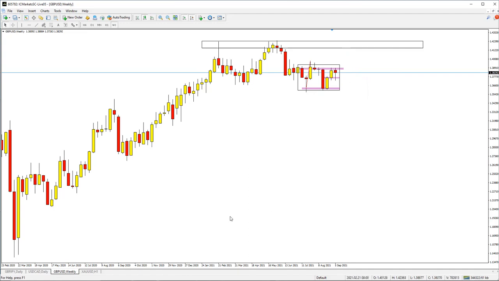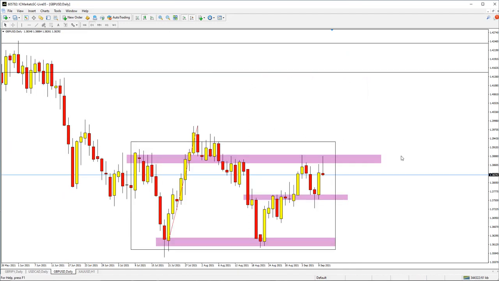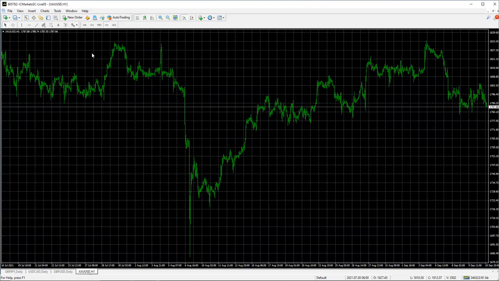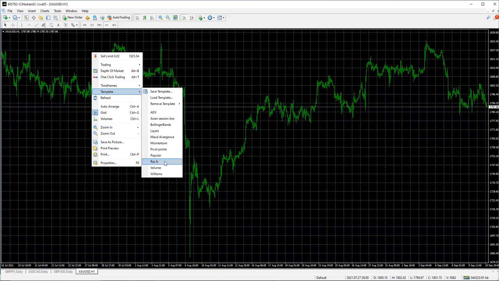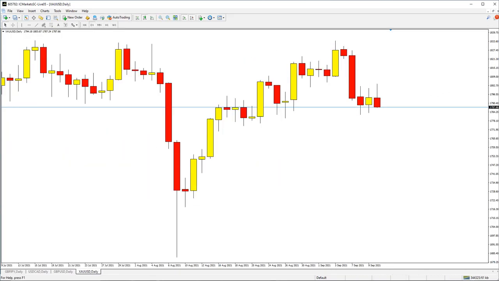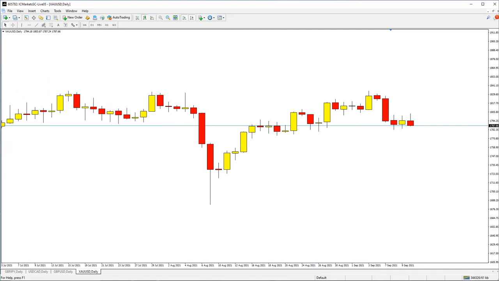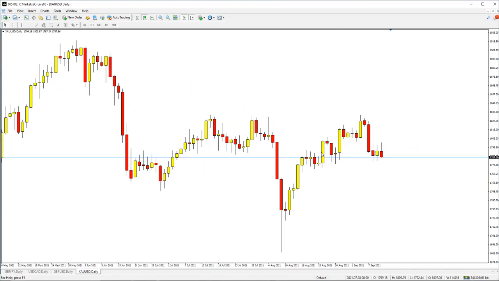So Pound USD is very hard, and I think most USD pairs are very hard. A lot of pairs are very hard. No, seriously. Okay, so for gold, let's go back to where we were.